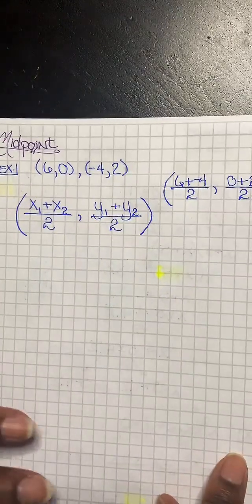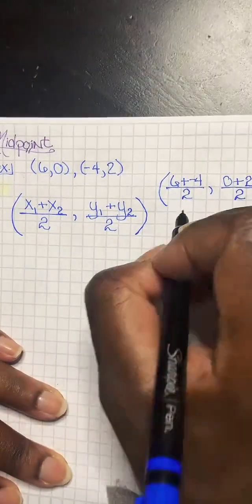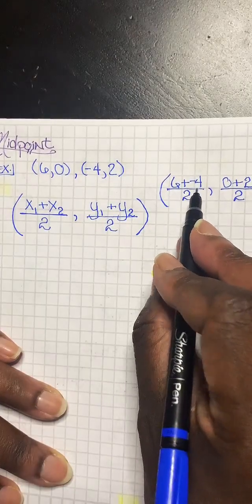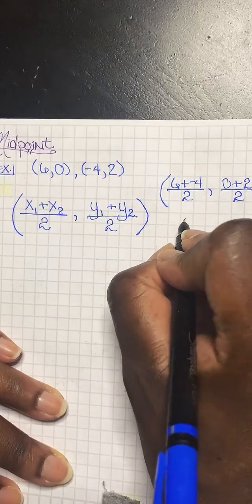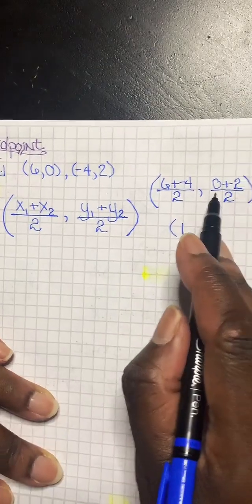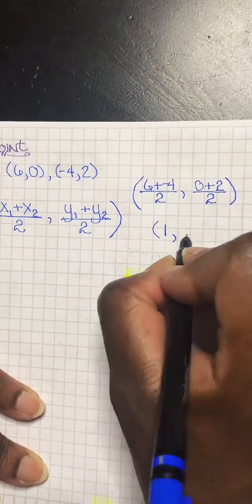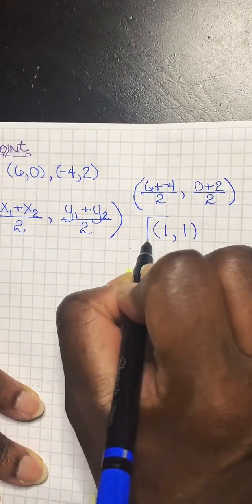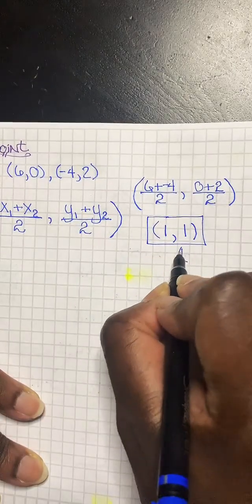All right. So now, let's put it all together. 6 plus -4 gives me 2. 2 divided by 2 gives me 1. 0 plus 2 gives me 2. 2 divided by 2 also gives me 1. So the coordinate 1, 1, that's your midpoint.